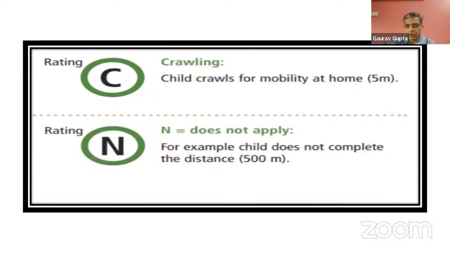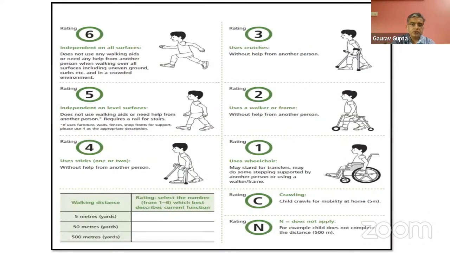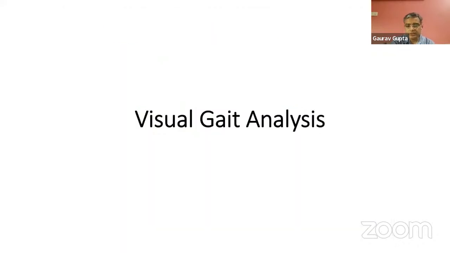And if the child is not able to stand or he is crawling, we grade it as C. And if he is not able to complete the distance, we grade it N. So it is like GMFCS 5. So this is how we do FMS grading. It is further giving the details about the assistive devices, or we can say that it is sub-classifying GMFCS 3. So this is the chart for FMS grading. So these are the two common functional assessments we do.